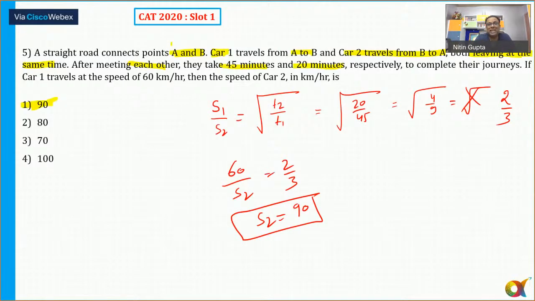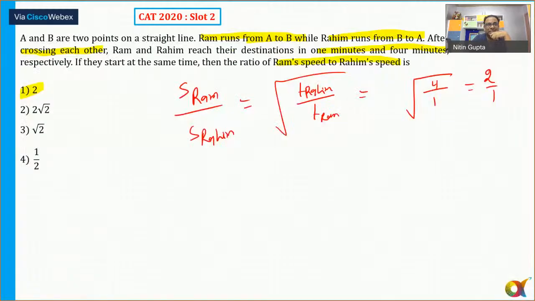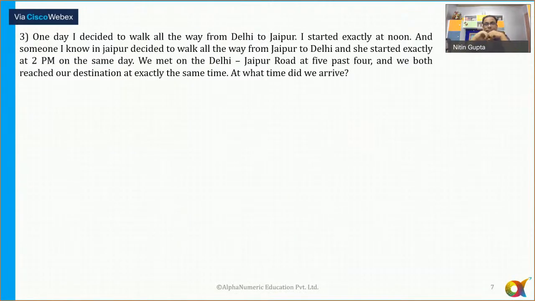Another question which can be asked here is after how much time they meet each other. That can also be calculated once you have derived the formula, like in slot 1. You could have been asked after how much time they will meet each other. Okay, so let's move here. The 5th and 6th are done. Let's come to question number 3 here. I hope that questions number 5 and 6 are clear.